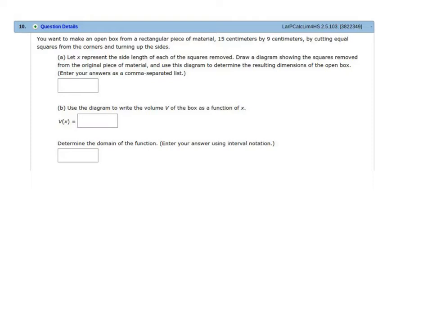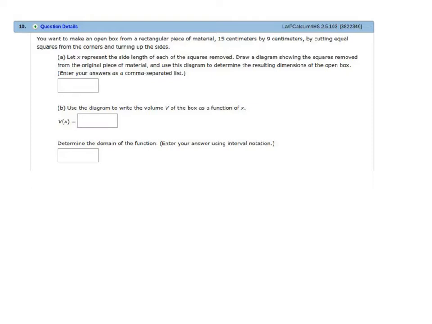This is number 103 in 2.5b. You want to make an open box from a rectangular piece of material 15 centimeters by 9 centimeters by cutting equal squares from the corners and turning up the sides. So x represents the side length of each of the squares removed. Draw a diagram showing the squares removed from the original piece of material and use the diagram to determine the resulting dimensions of the open box.